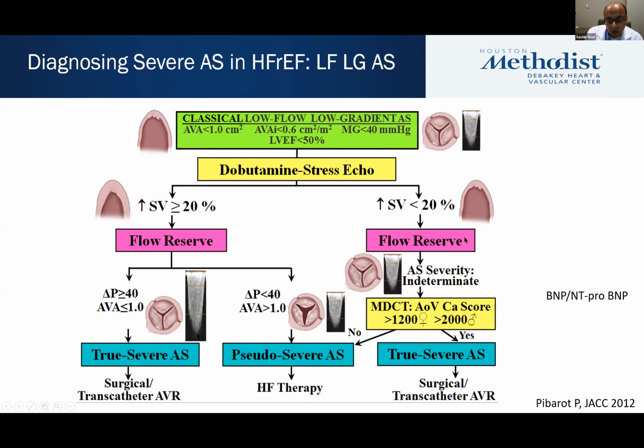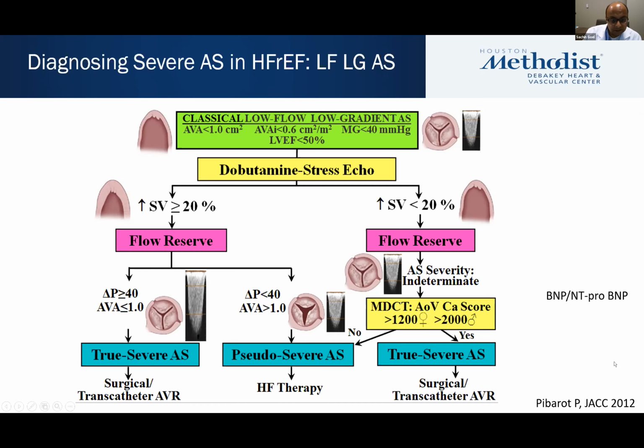In those patients who do not have significant flow reserve, the AS can still be severe, and herein comes the role for multidetector CT. Multimodality imaging is important, and based on existing literature, an aortic valve calcium score of more than 2,000 in men and more than 1,200 in women puts them in the severe AS category, and they could be considered for an intervention.